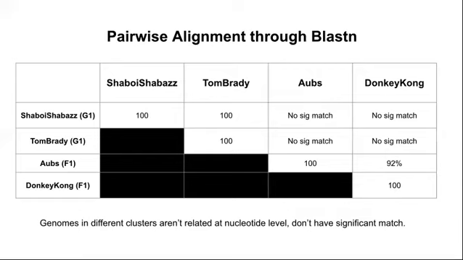Aubs' best BLAST-N match is Donkey Kong, and both of these phages are from cluster F1. Aubs and Donkey Kong have a 92% identity across their alignment. Note that these two F1 phages have no significant match to the cluster G1 phages, showing that phages from different clusters are unrelated at the nucleotide level.